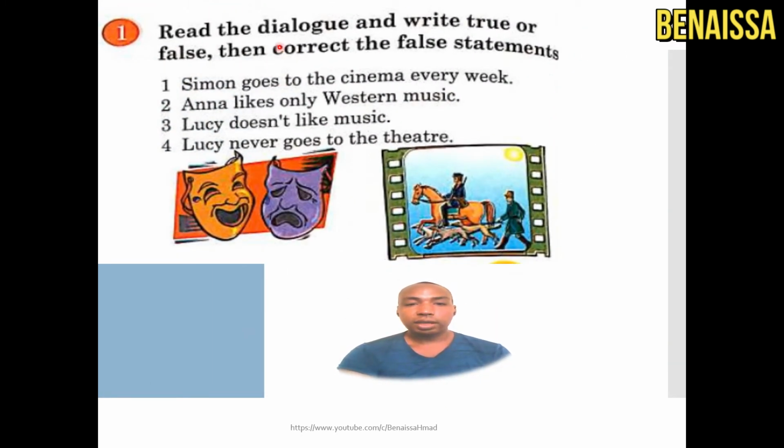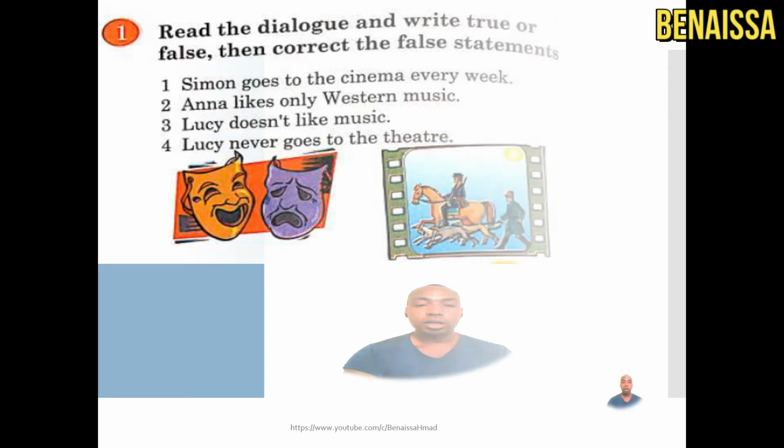Start by reading the dialogue and write true or false, and correct the false statements. نقرأ الحوار ونجاوب على السؤال. Simon goes to the cinema every week. Anna likes only Western music. Lucy doesn't like music. Lucy never goes to the theater.